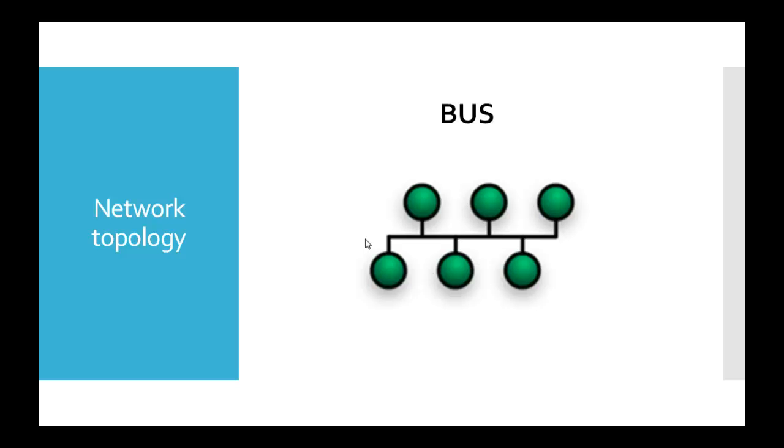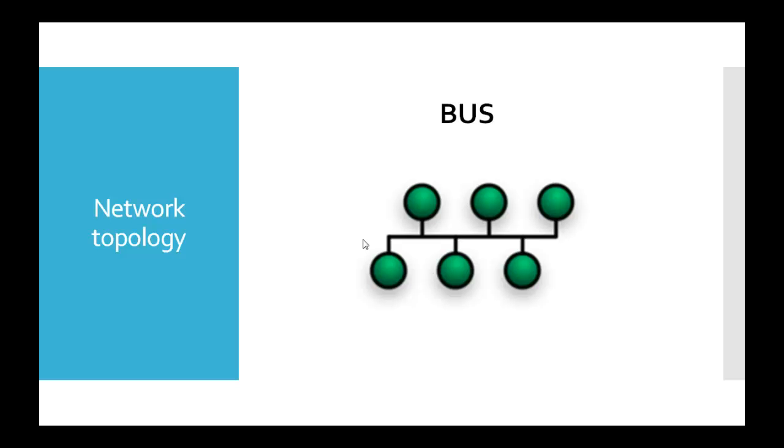Some of the advantages of bus topology are the following. It is easy to implement and extend. It requires less cable length than a star topology. It is well suited for temporary or small networks not requiring high speeds. It is cheaper than other topologies.